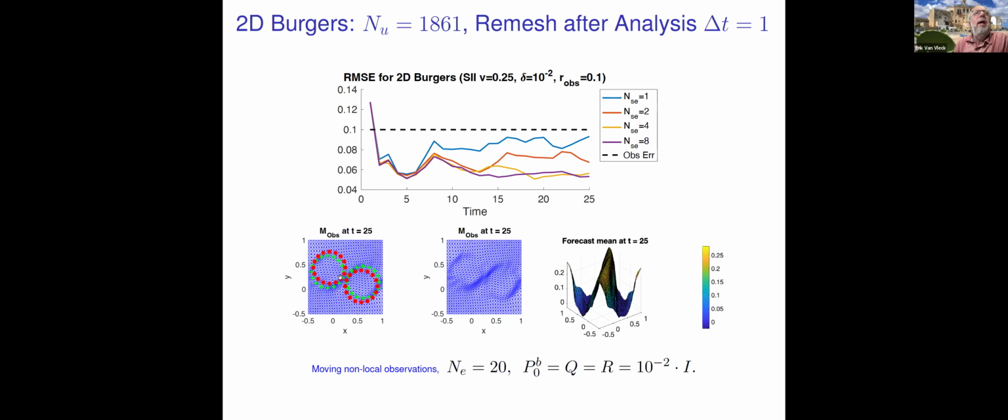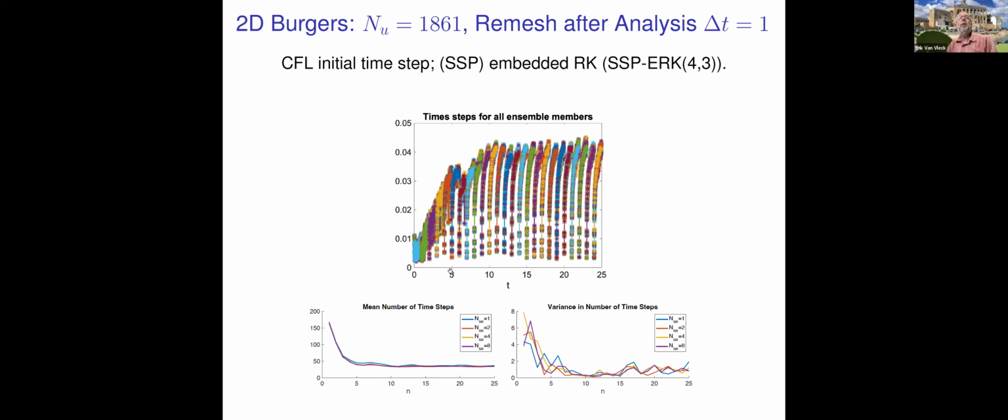For this example, we're using moving observations. The ones in green are the old ones, and the ones in red are the new ones. Here's the mesh that we have that supports these observations. Notice this mesh takes into account the form of the ensemble solutions as well as the location of the observations.